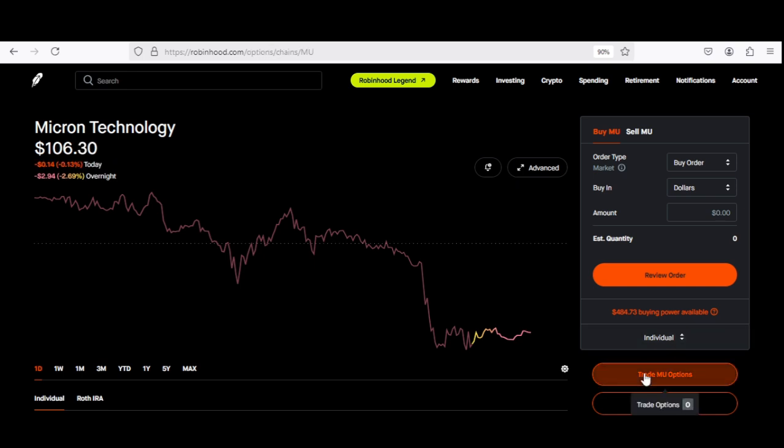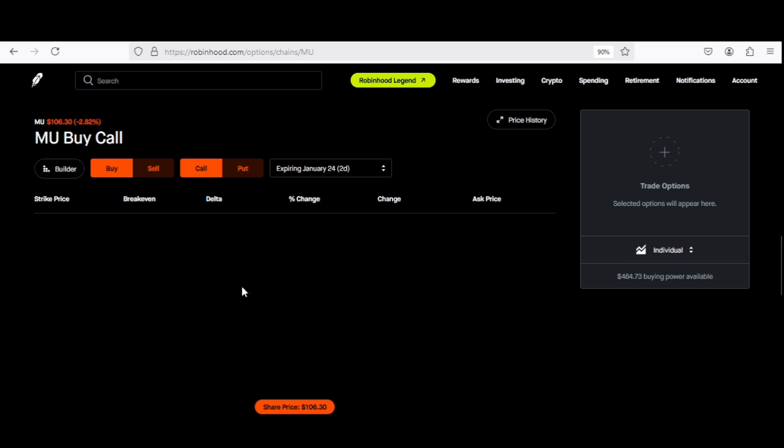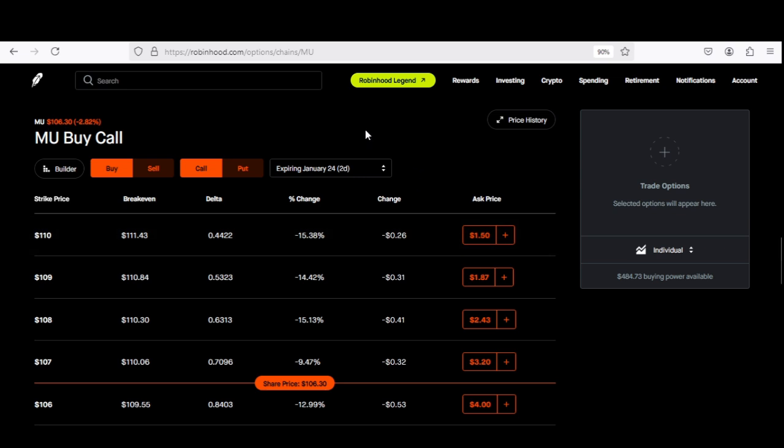Okay, now here we are on the option chain, and once again, the option chain is this right here. What this does is it gives you enough information in order for you to make an informed decision. Now, for today's option strategy, we're going to go ahead and select buy and select all. Now, the most important aspect of this option strategy is your strike date.